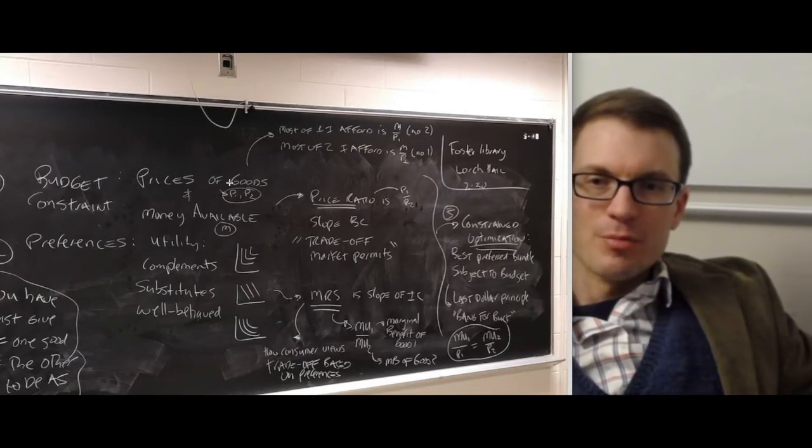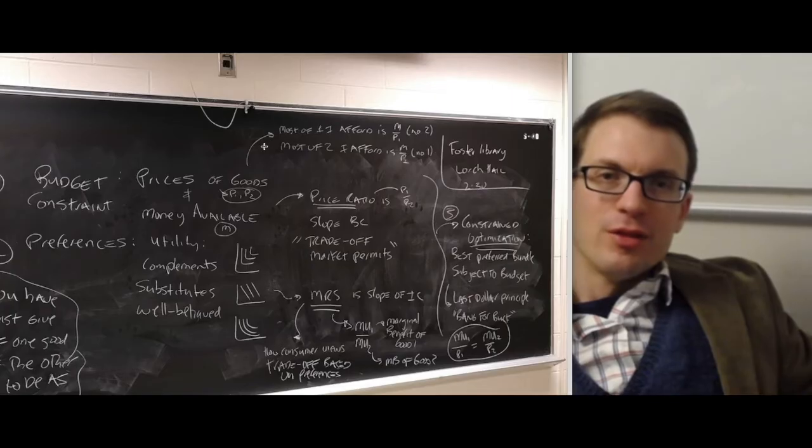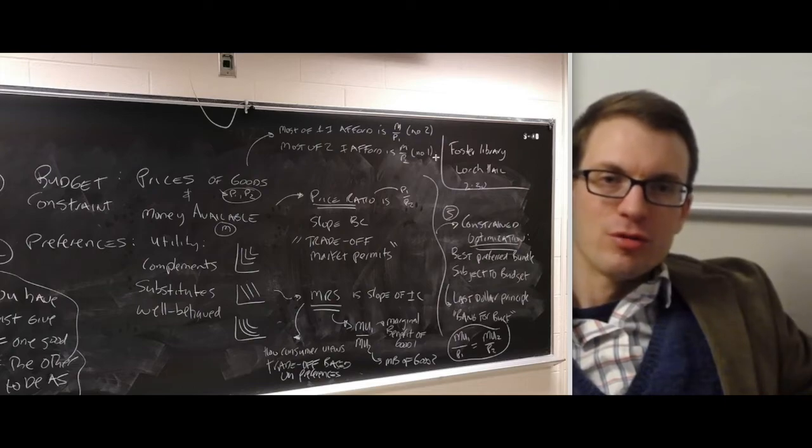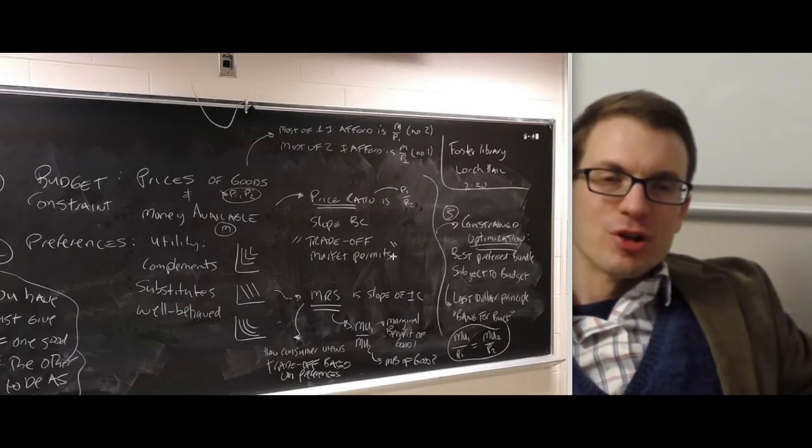The budget constraint was built from the price of goods 1 and 2 and the money available. The most of good 1 I can afford is m over p1, where I don't buy any good 2. The most of good 2 I can afford is m over p2, and no good 1. The price ratio is the slope of the budget constraint. This is the trade-off the market permits, p1 over p2.